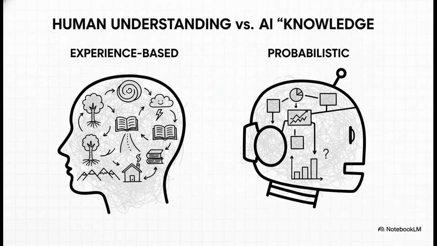Our knowledge is built on experience, on understanding cause and effect. And AI's knowledge is based on probability. It's simulating understanding by just predicting the next word in a sequence. It's an incredibly sophisticated pattern matcher, but it's not a thinker. And that is a limitation we must never forget.